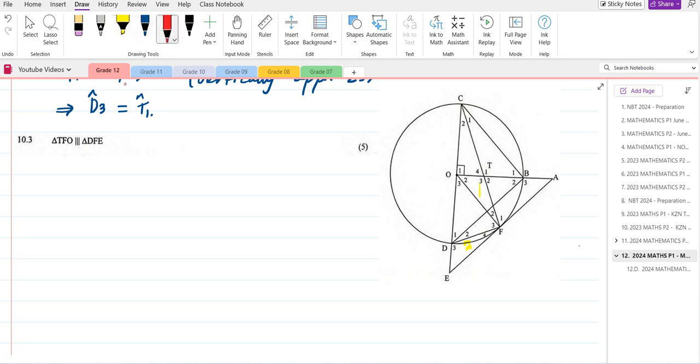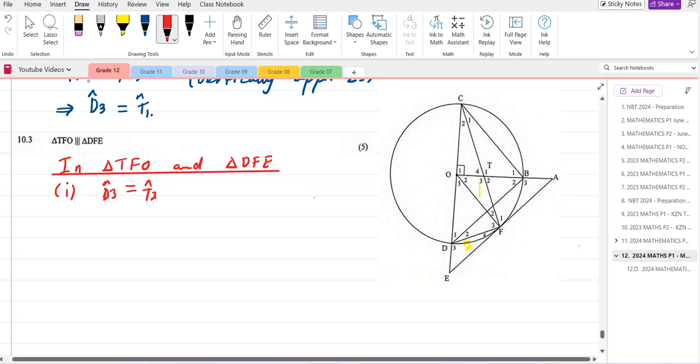Now let's see, in triangle TFO and triangle DFE is 5 marks, so we got to think about what to do, right? Keeping in mind all the previous information that we got. We know that angle D3 is equal to angle T3, proven above.